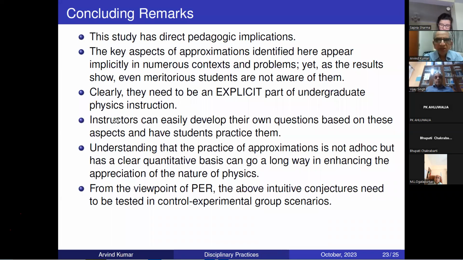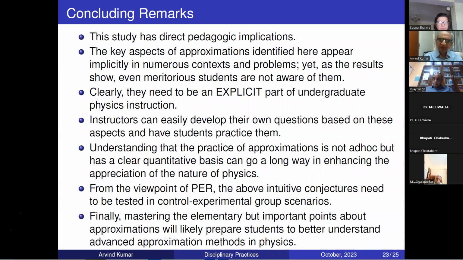Of course, what I'm saying is that this will improve their appreciation. These are intuitive conjectures. So what we have done is diagnostic studies, and we have done physics education research on the extent of the findings. Now the claim that this should be explicitly taught in pedagogy, in our instruction, and that it will be useful is our intuitive claim. We have not proved it. A physics education research study is needed to prove it in a controlled experiment.